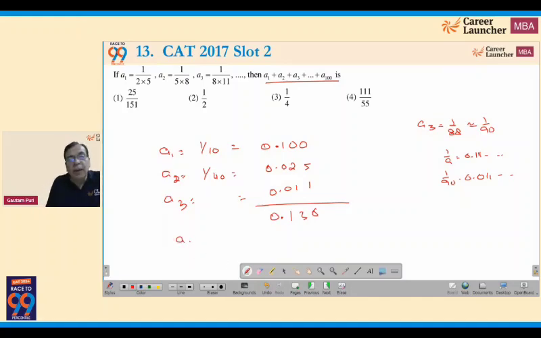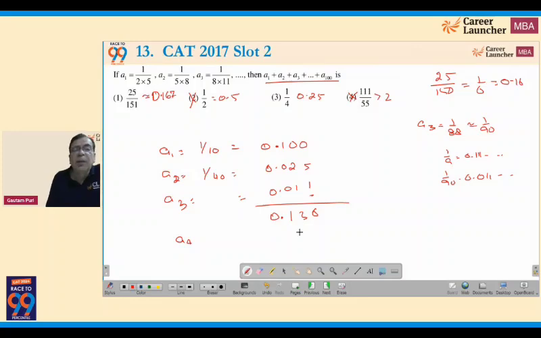Now please tell me what will be A4. Will not A4 be a very small term, less than 0.01? Similarly A5. So all subsequent terms are going to be so small we can ignore. Now look at the choices. This is greater than 2. Wrong choice. This is half. We have 0.13. This is 0.5. This is 0.25. And 25 by 151, I don't know what it is, but I know 25 by 150 is 1 by 6. So can I say this is approximately 0.1617?